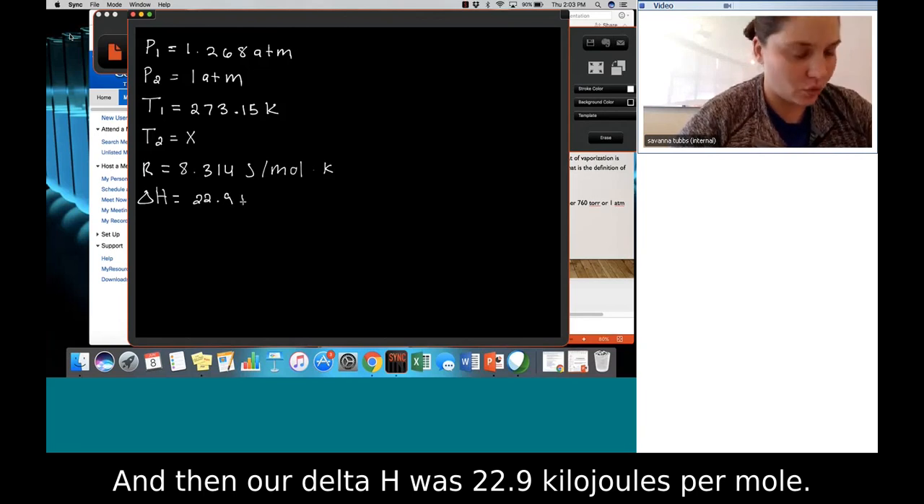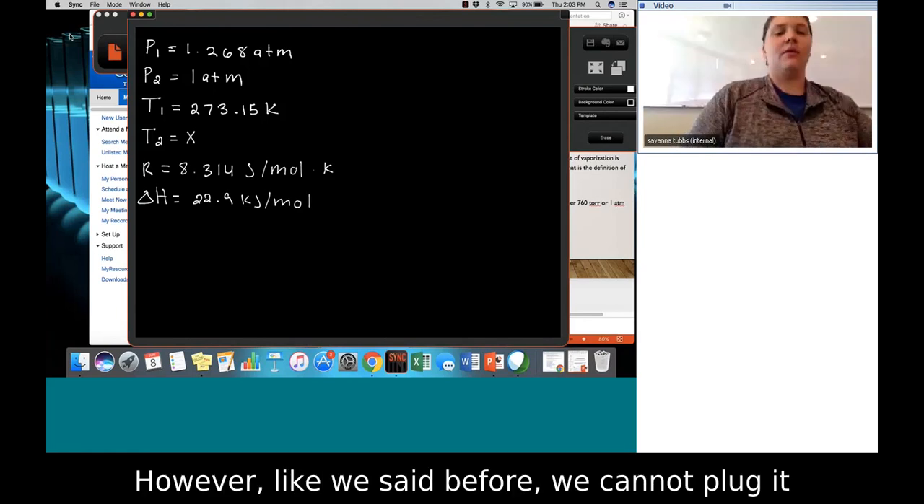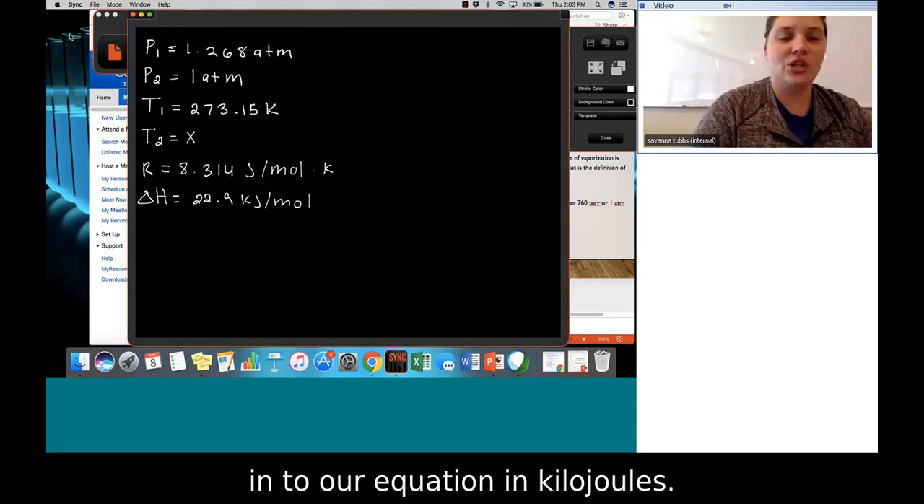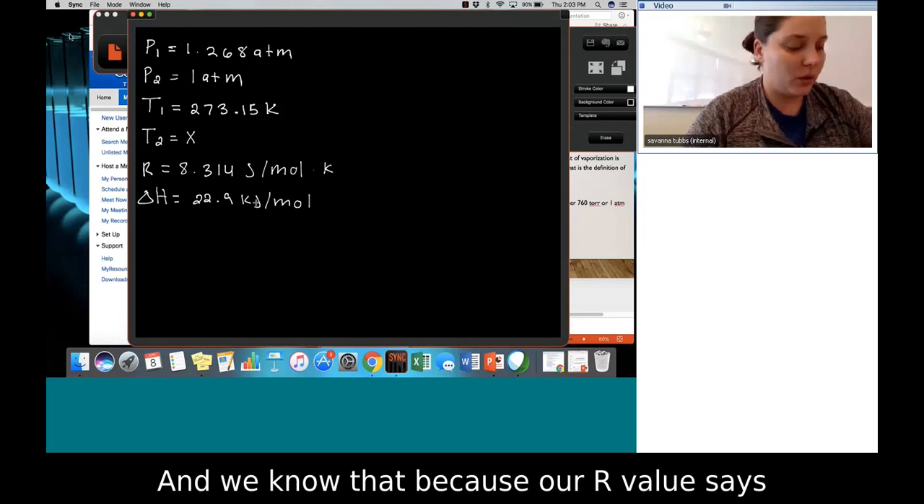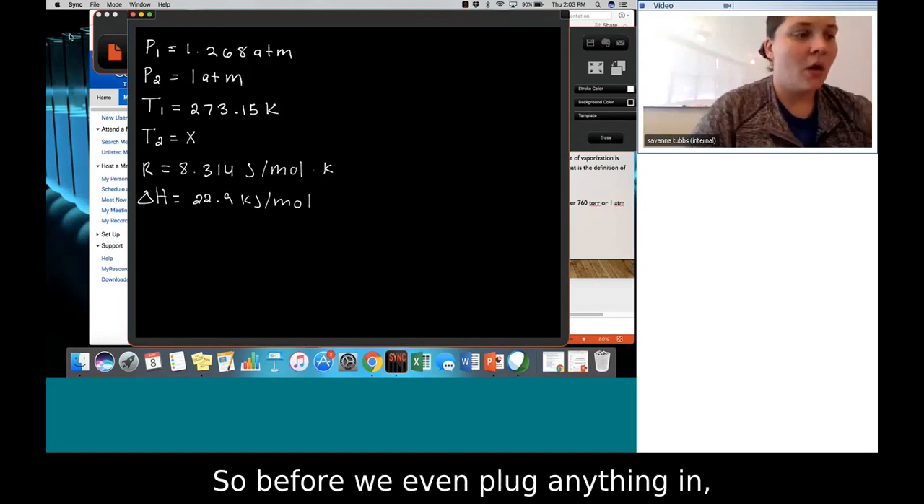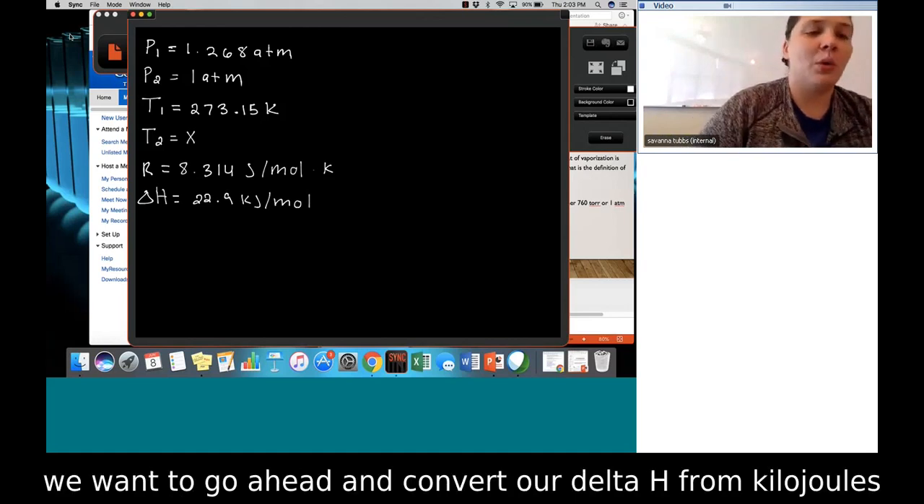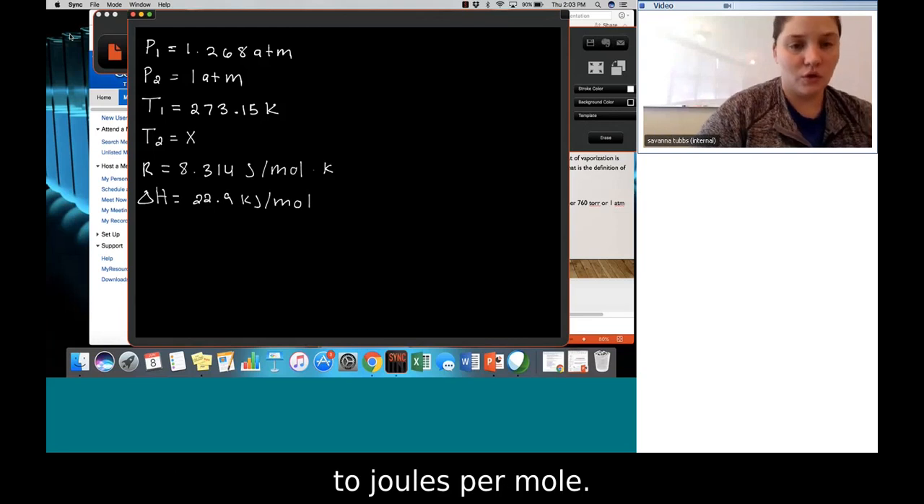And then our delta H was 22.9 kilojoules per mole. However, like we said before, we cannot plug it into our equation in kilojoules, and we know that because our R value says that it has to be in joules. So before we plug anything in, we want to convert our delta H from kilojoules to joules per mole.